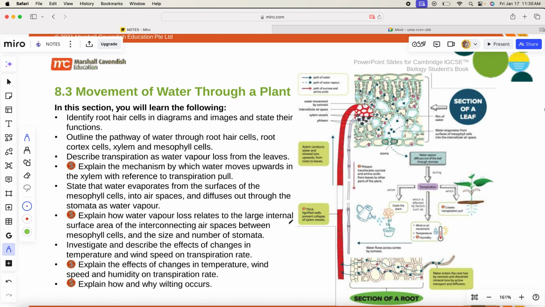Now the other segment is the movement of water. This water is absorbed from the ground by what? By the root hair cell. This is a question in IGCSE.